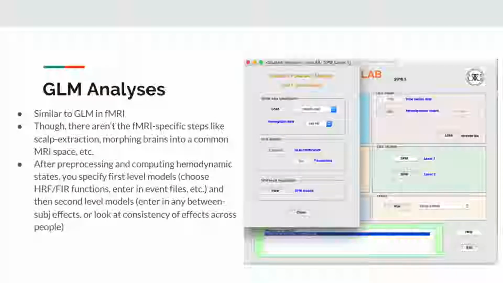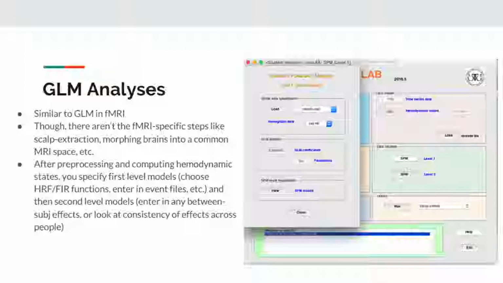So for analyzing general linear model type studies in fNIRS, it's done similarly to fMRI because our signal is essentially the same. Though there aren't as many fMRI specific steps like scalp extraction or morphing the brains into a common MRI space. What you would do after preprocessing and computing the hemodynamic states, you specify the first level models. And that means choosing your hemodynamic response function, or if you want to do finite impulse response function models, you'd then enter in your event files to create your design matrix, etc.